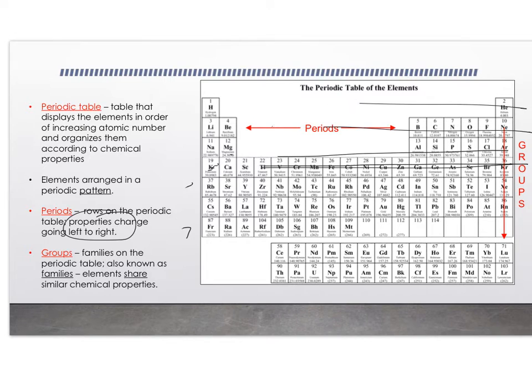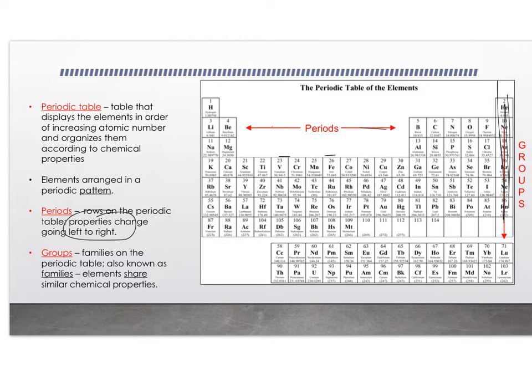As compared to the groups. The groups are the vertical columns. These are also known as families. Within your family, you share similar characteristics. Just like all the elements in the last group on the periodic table, they're all considered noble gases, and they all share the same property of being unreactive.